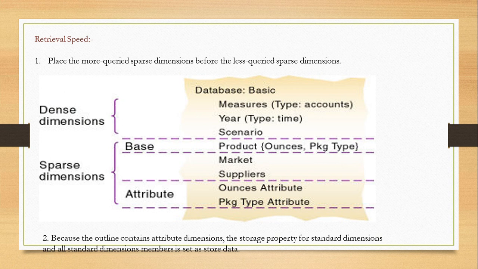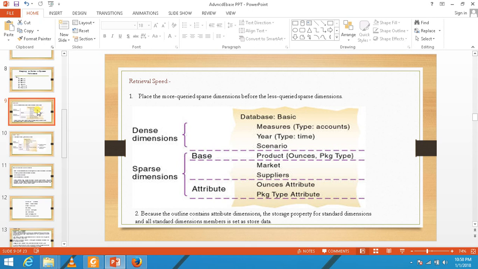If we talk about the retrieval speed, the first rule, if we are designing for retrieval speed, is to place the more queried sparse dimension before the less queried sparse dimensions. Here is an outline structure taken from Oracle's Essbase documentation. Let me explain this in short.